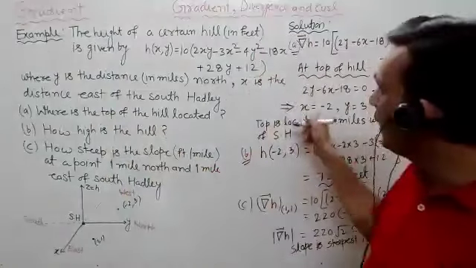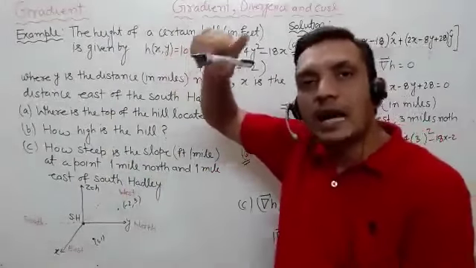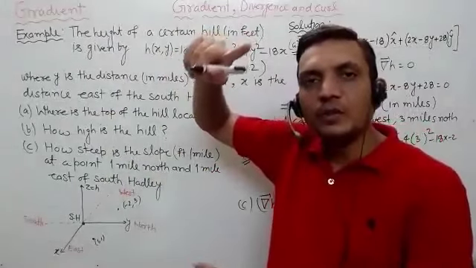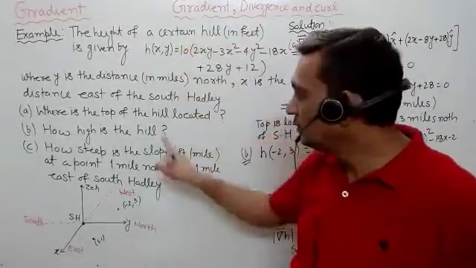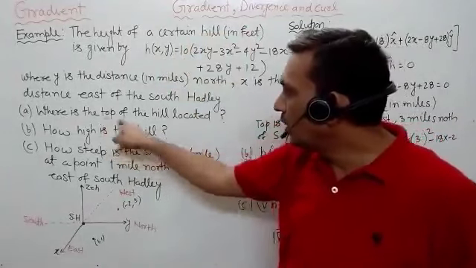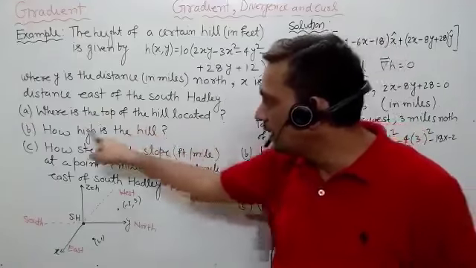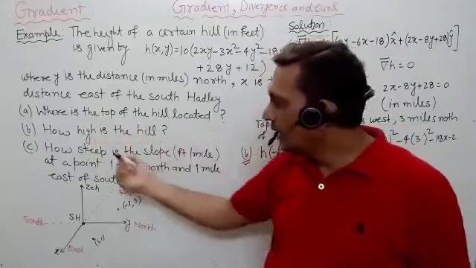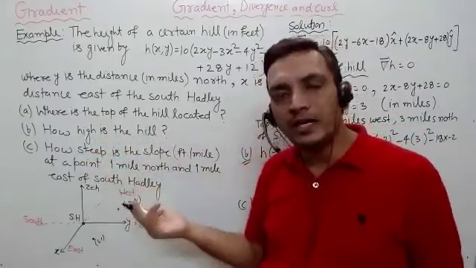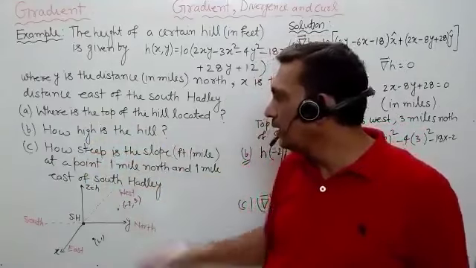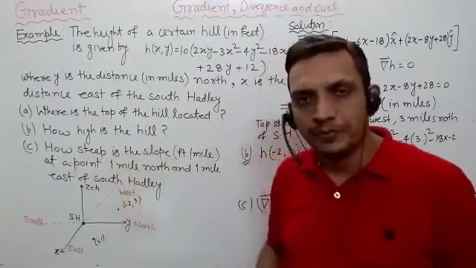And if you put that value in, you will get the height of the mountain. What will be the height at that point? So that is parts A and B: where is the top of the hill located and how high is the hill? And then another point is given, and you have to find how steep the slope is.